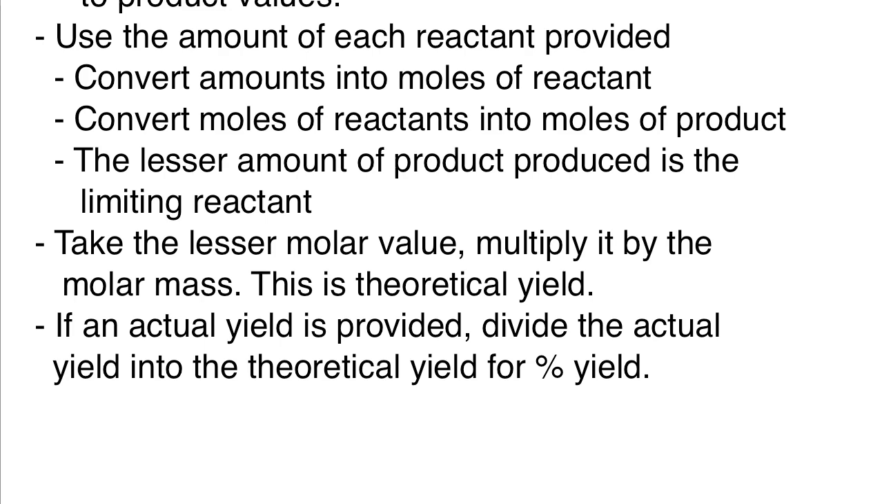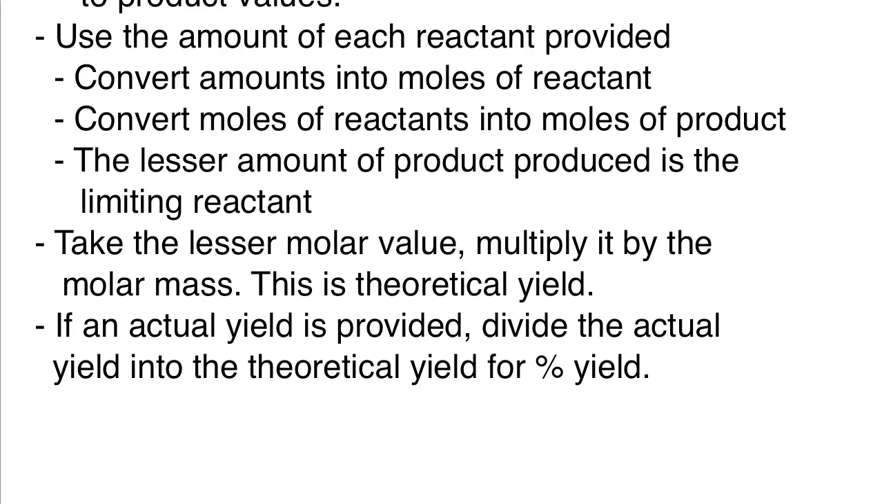All right? So if an actual yield is provided, not all questions will give you one, but we checked it out in multiple situations here. If you are given an actual yield, or a certain amount that was recovered in a scenario, then you can divide the actual yield by the theoretical yield. You use your times 100 multiplier, and that'll give you the percent yield, or in other words, the success. How successful was the reaction? That's percent yield.